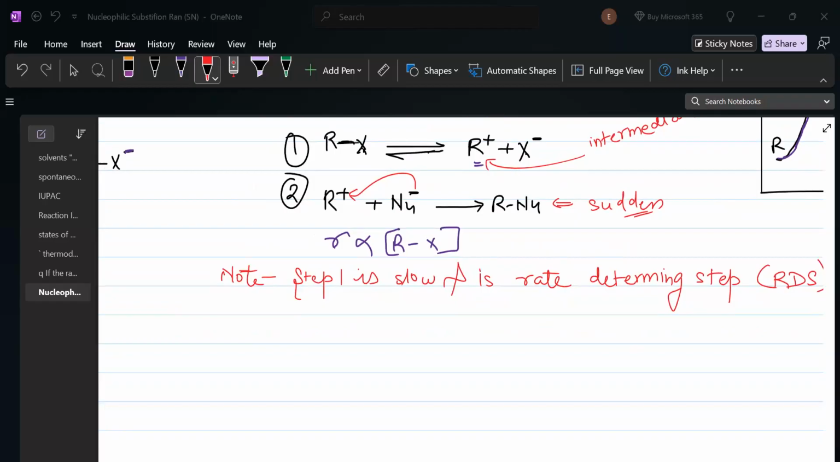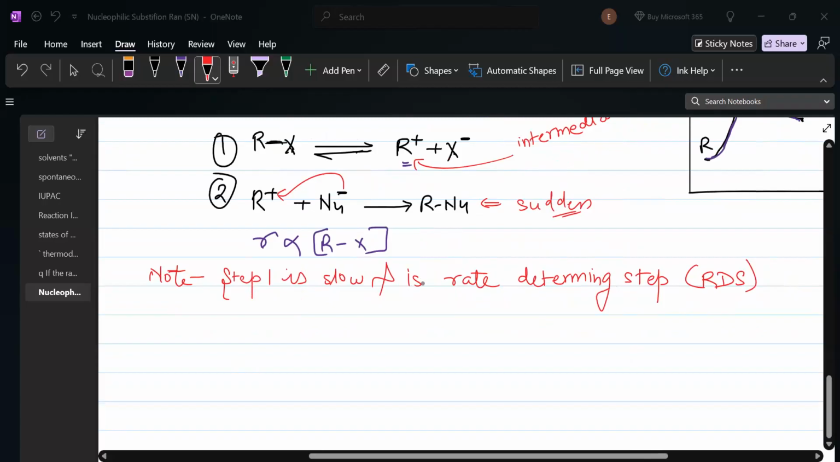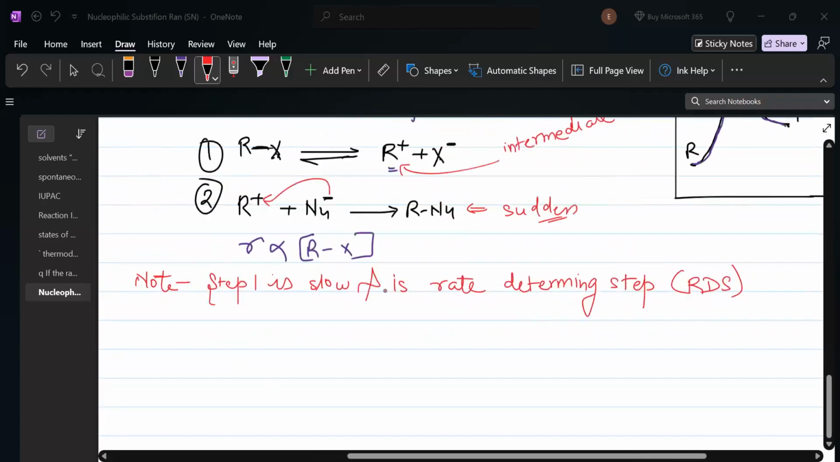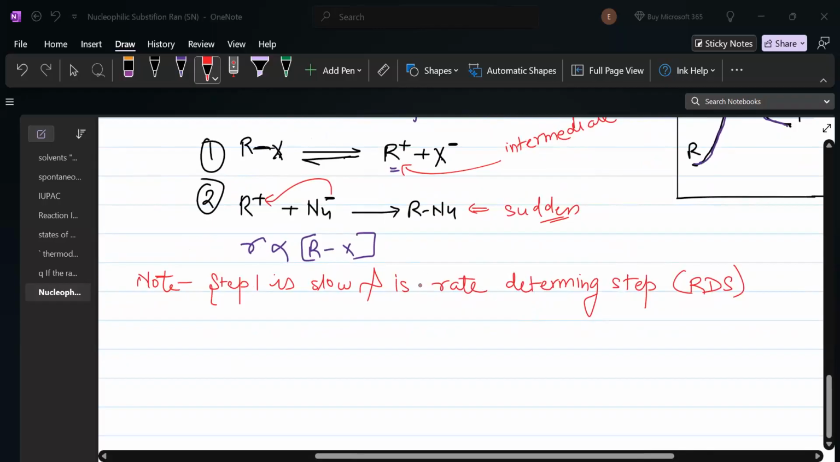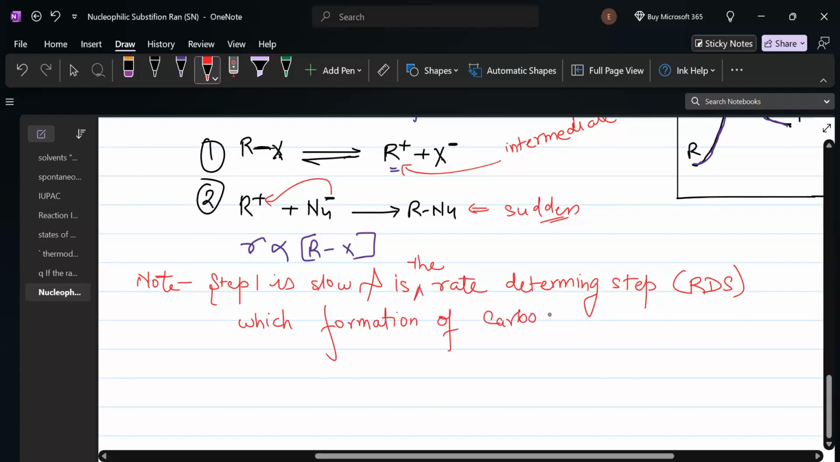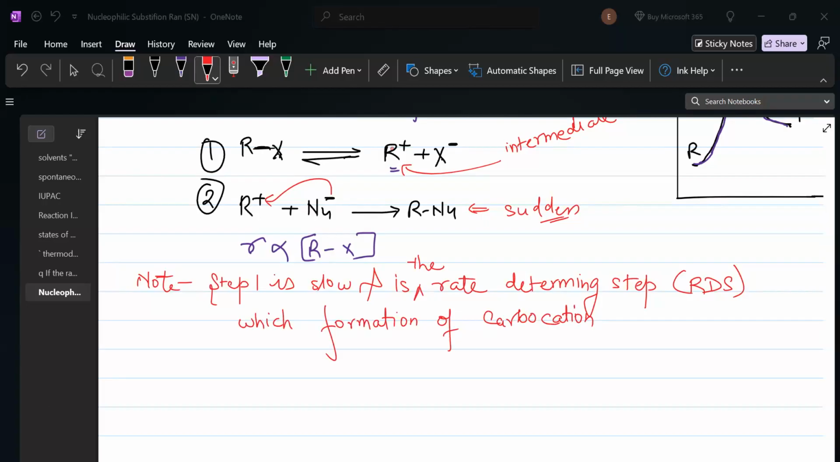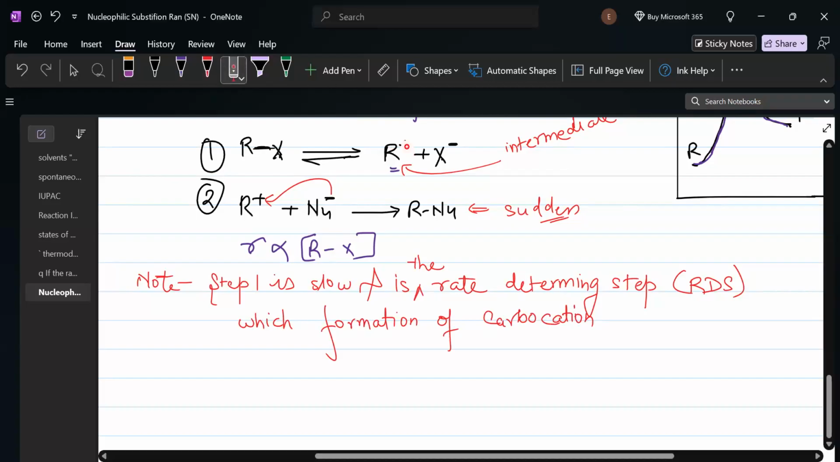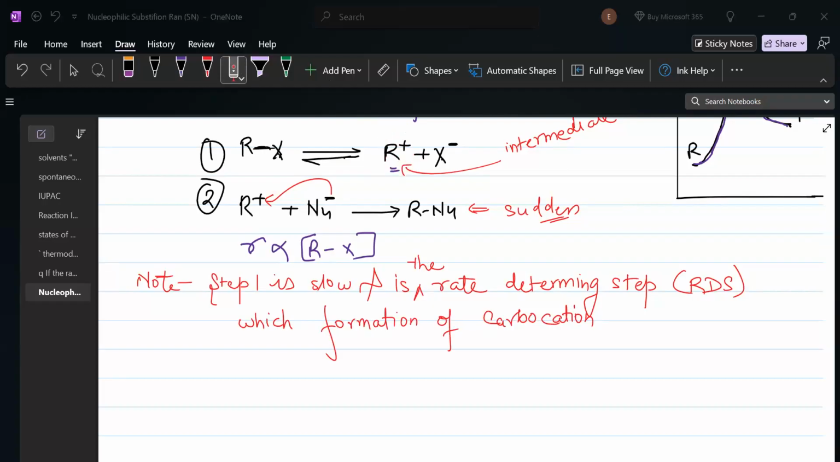So the rate determining step is this: formation of step 1 is slow, and is the rate determining step, which is formation of carbocation. Okay, the formation of this carbocation is the rate determining step. This is what I have written in this note. Okay, understood, Sufyan? Yes, sir.